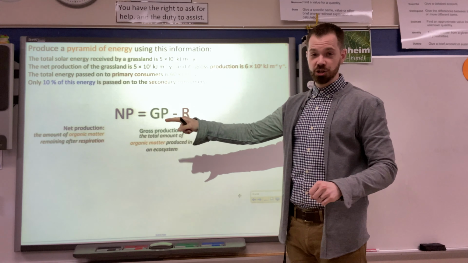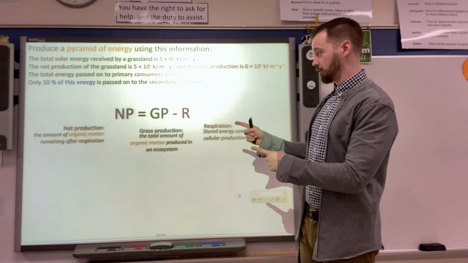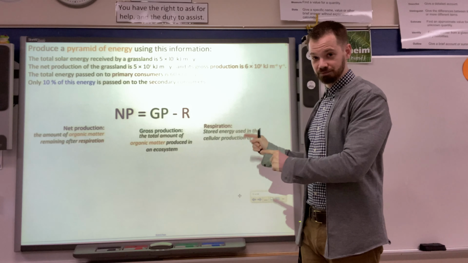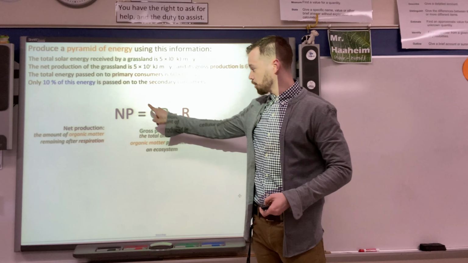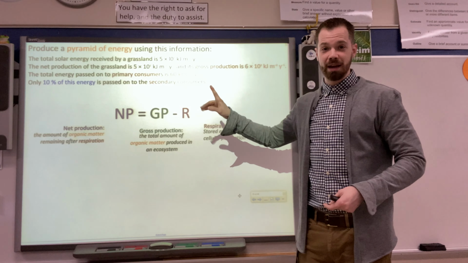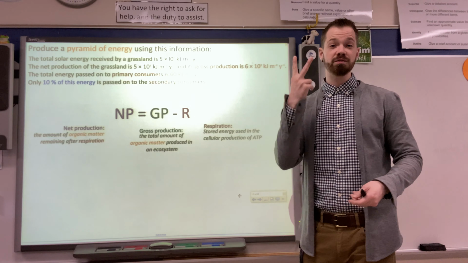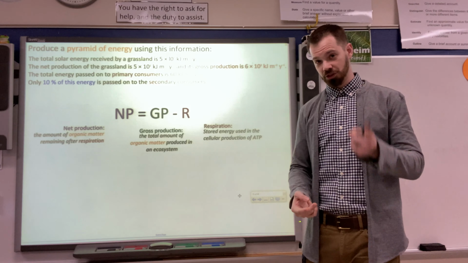So, net production is going to equal gross production minus respiration. You can also flip this equation around a little bit to determine any of the other values. As long as you have two of them, you should be able to find the third.